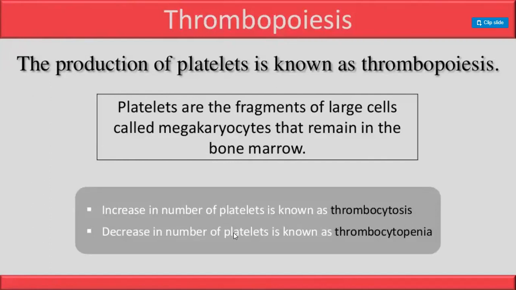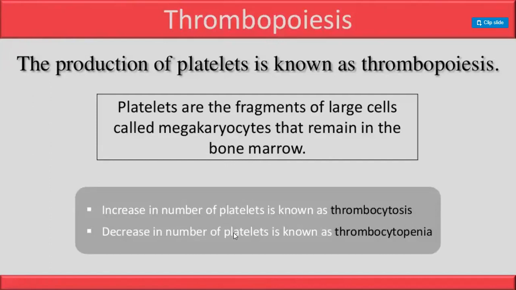So remember that the red blood cells and the platelets are produced mainly in the bone marrow, while white blood cells can be produced in bone marrow, in the tonsils, in the liver, even in the spleen.